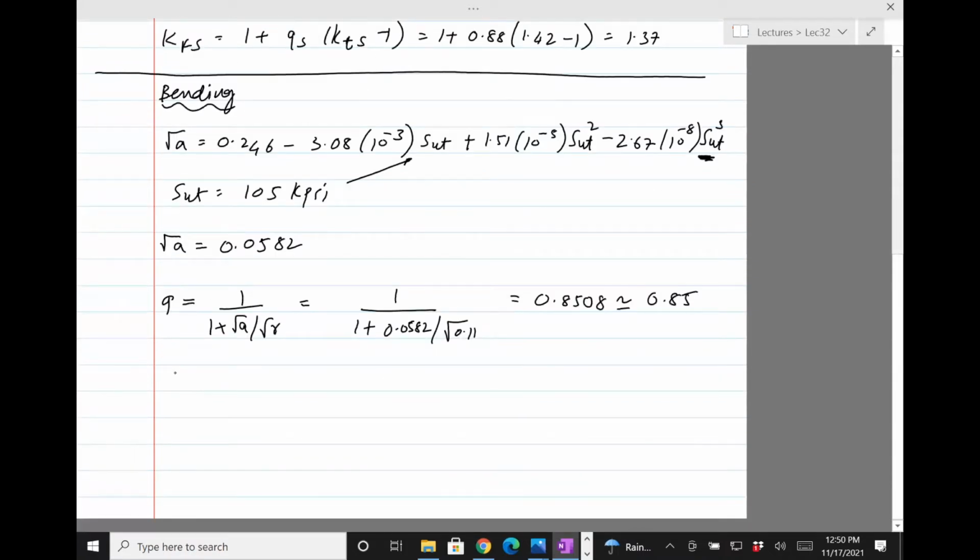Okay, the last thing is Kf, which is 1 plus q times (Kt minus 1). q is 0.85, which we just computed. And then Kt is from the previous page, it's 1.68 for this one, so that comes out to be 1.58.